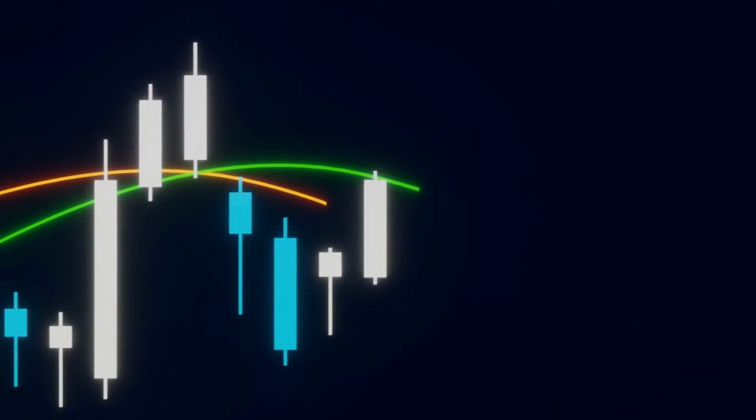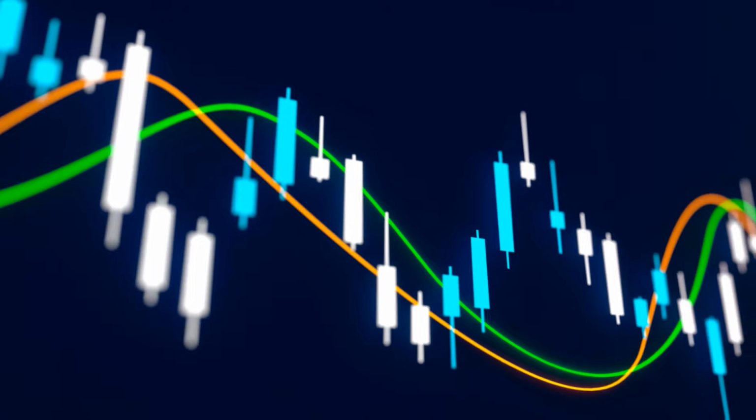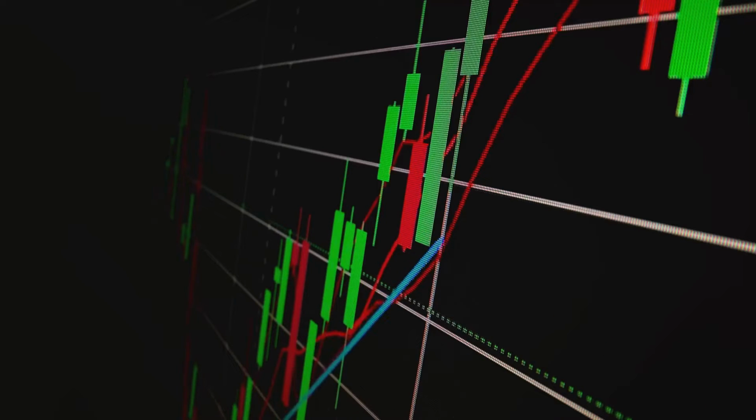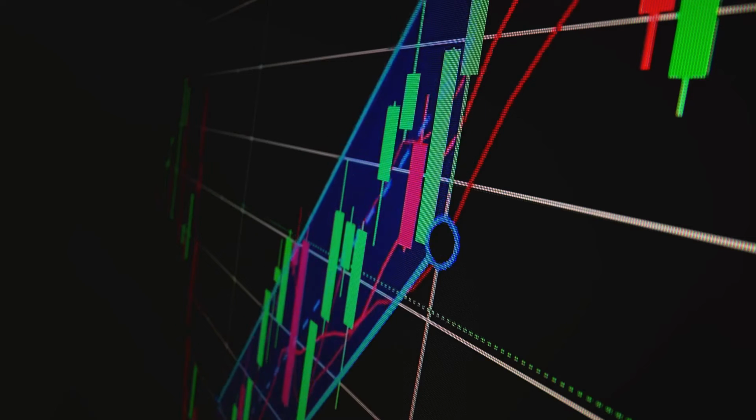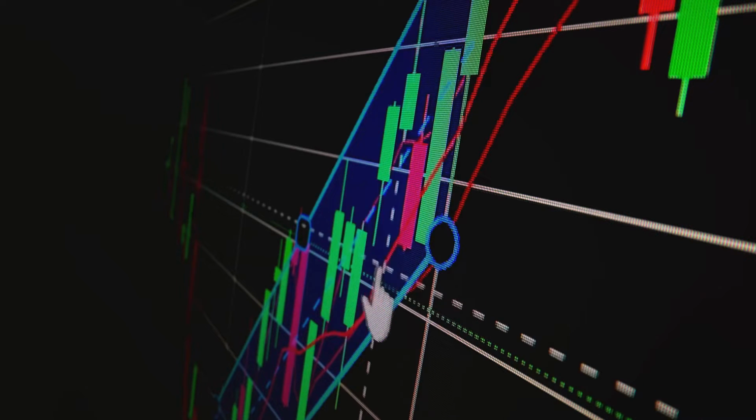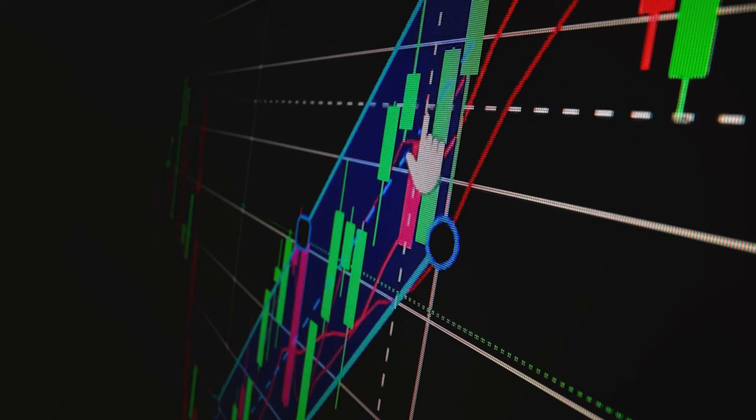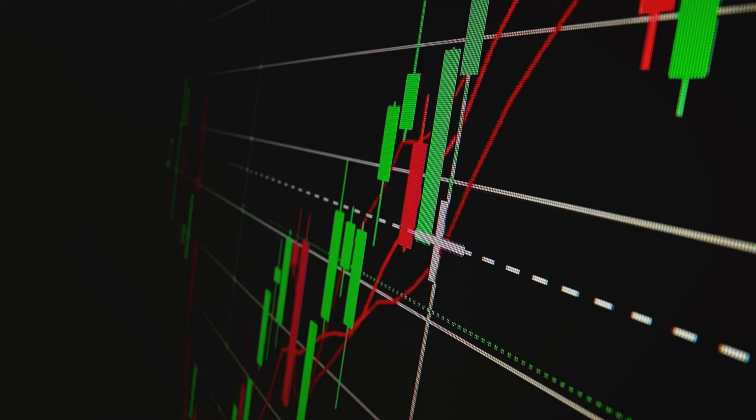So, how do we use these MVA lines when trading US 30? Well, it's all about observing the relationship between the current price and the MVA line. If the price of US 30 is above the MVA line, this typically indicates an uptrend. In this scenario, you might want to consider buying US 30.